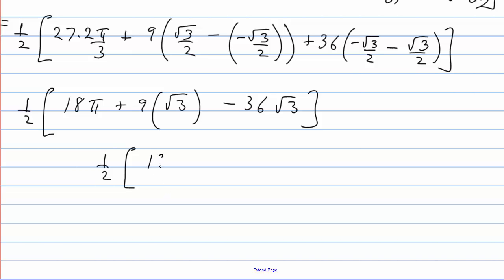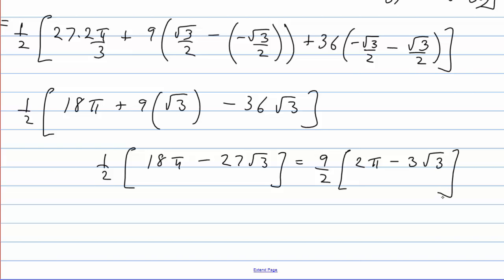And so we'd get 18 pi. So the two terms, 9 radical 3 and minus 36 radical 3, can be simplified to give minus 27 radical 3. And if we want, we can pull a 9 out of both terms to get 9 halves times 2 pi minus 3 radical 3. Okay, so that is the solution to the area of the inner loop.